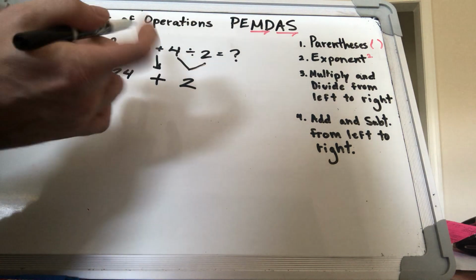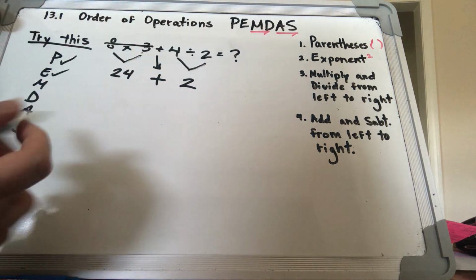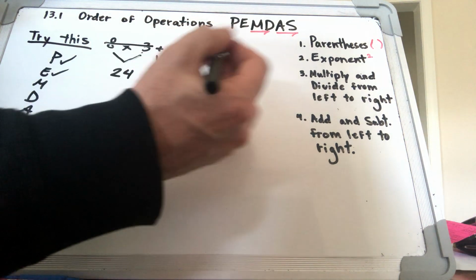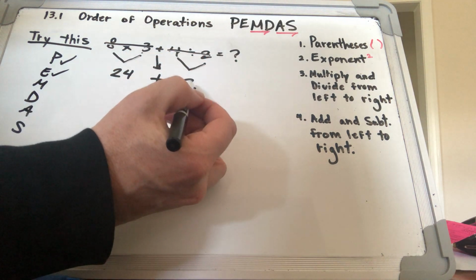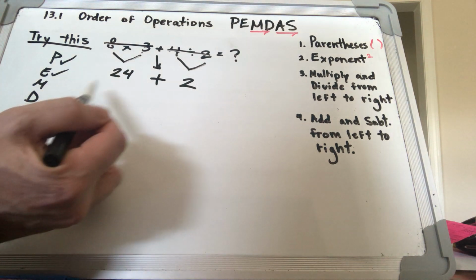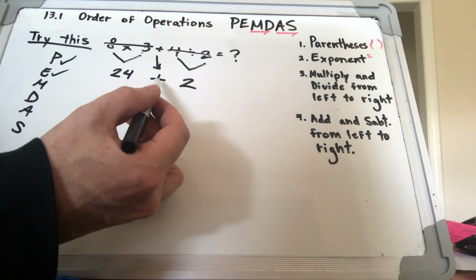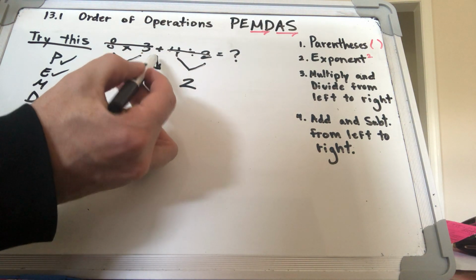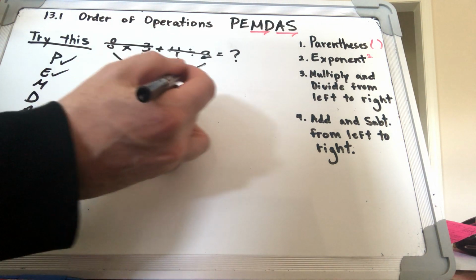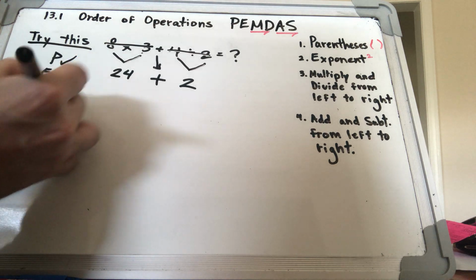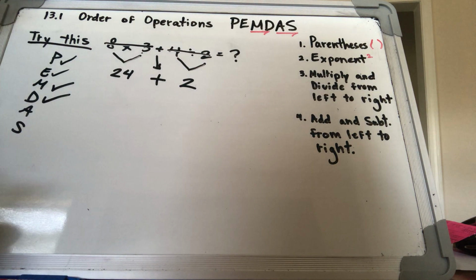So I used the 8 times 3 to multiply, and it turned into 24. And I used the 4 divided by 2 to divide, and it turned into 2. So now I'm left with 2 integers. I have 24 plus 2. And the plus sign comes down because it was not used. So 24 plus 2. Okay, so I multiplied and I divided. The next step is add and subtract.